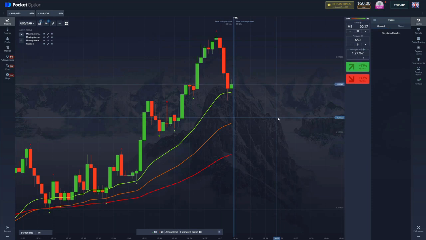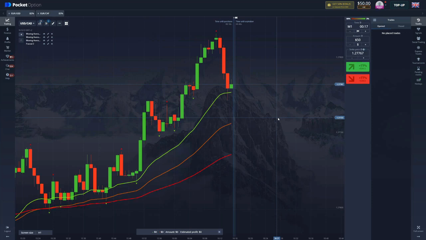For this strategy, you're going to need 3 exponential moving averages. The green one is a 25 exponential moving average, the orange one is a 50, and the red one is a 100 exponential moving average. You need to set those up, and if you want to learn how to do it, you can refer to the previous video I've done on this matter. It is explained in depth, so make sure to check that out.